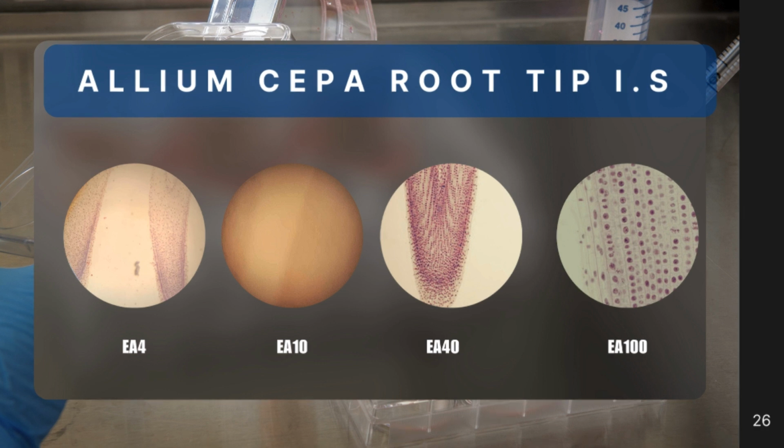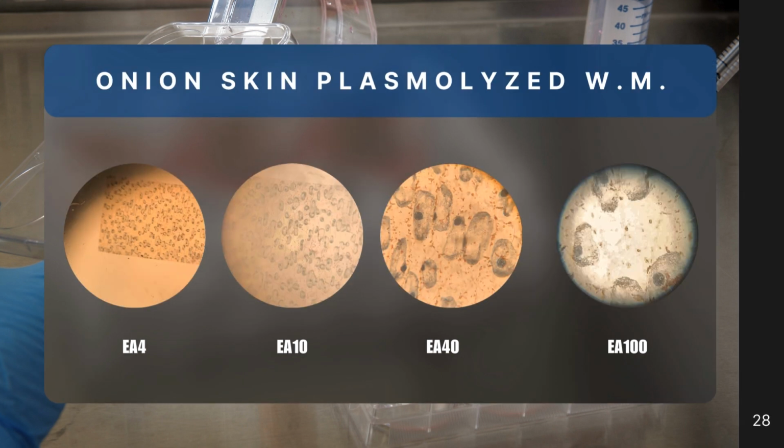You would see various cells in different stages of cell division, like mitosis, if you observe an onion root tip longitudinal section under a microscope. The cells will have a rectangular shape with visible cell wall, cytoplasm, and a large nucleus with a dark-staining nucleolus. Next, we have the onion skin plasmolysed whole mount.